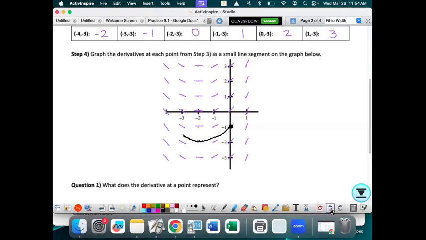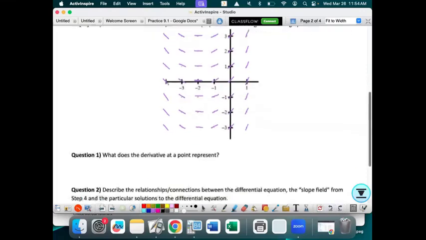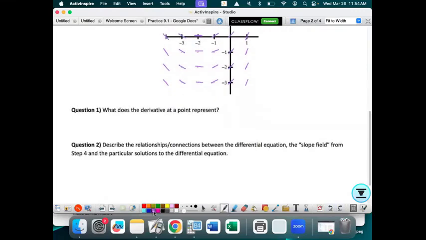And I want you to go ahead and answer question 1. What does the derivative at a point represent? Okay. So what does the derivative at a point represent? You answered this already. The slope of the tangent line at a point. So that is what we drew in the slope field.